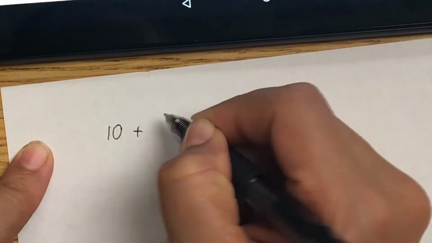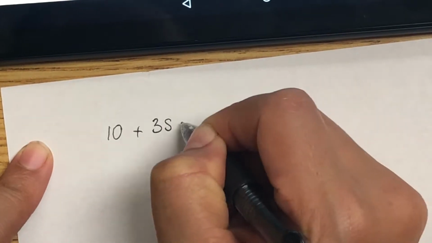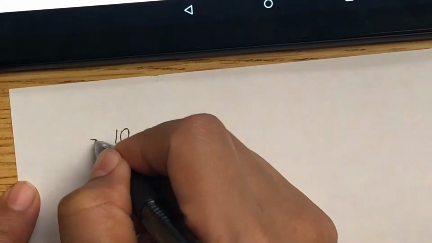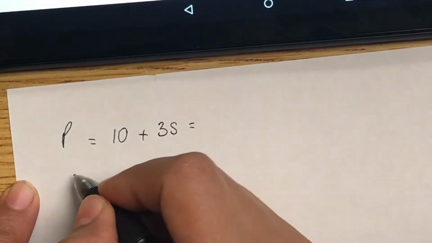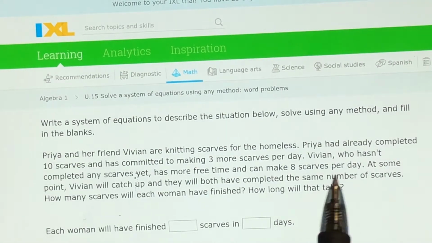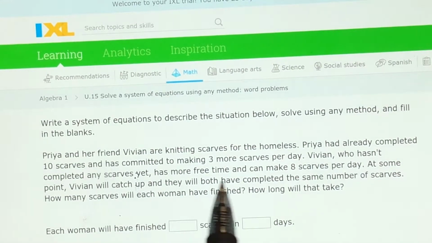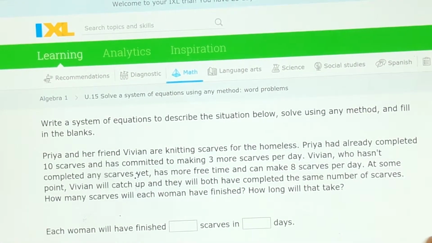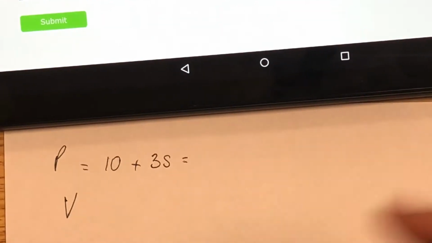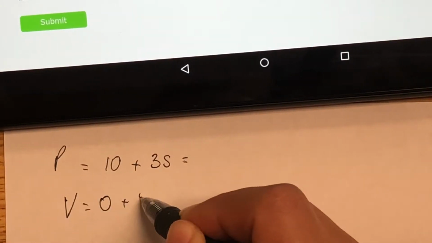So she had finished 10, plus she was gonna do 3 scarves a day. Okay, and this is who, what's her name? This is P. All right, then Vivian, who hasn't completed any scarves yet, has more free time and can make 8 scarves a day. So she hasn't done anything. 0 plus 8 scarves a day.